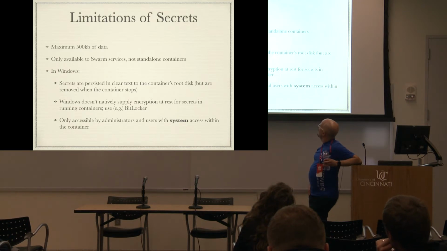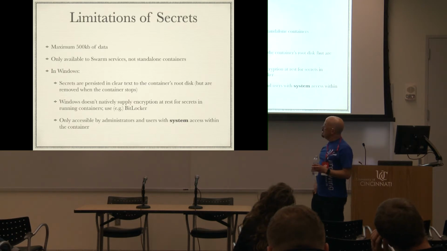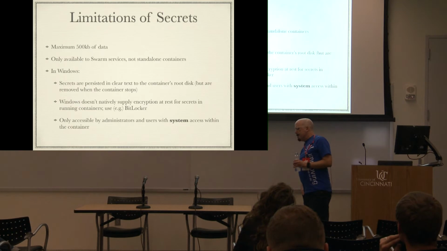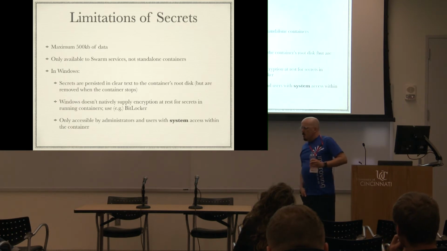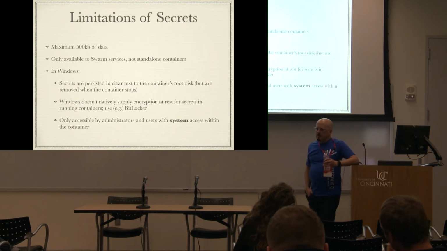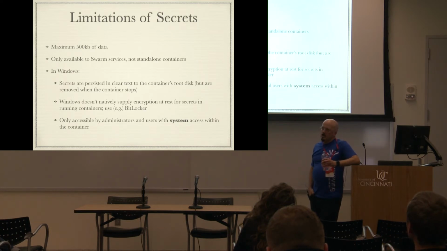Sorry, secrets are persistent and in clear text on the container's root disk. While the service is running, they're exposed in memory, at least to a certain extent. And then only administrators on the system can see them, so you have to run your containers with a user with the appropriate level of rights to be able to access this stuff.